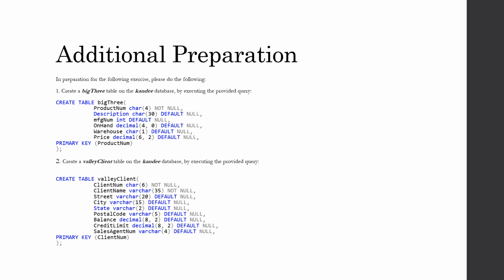Additional preparation. In preparation for the following exercise, please do the following. 1. Create a Big 3 table on the Candy database by executing the provided query. 2. Create a Valley client table on the Candy database by executing the provided query.